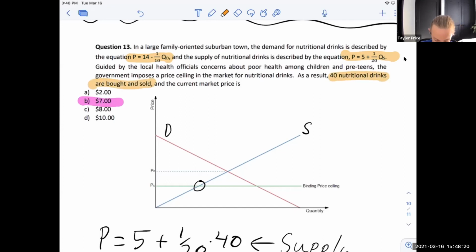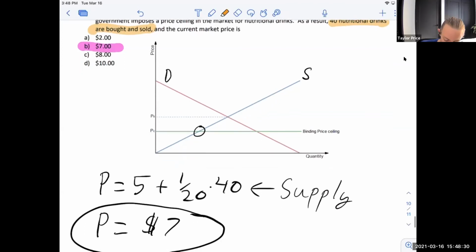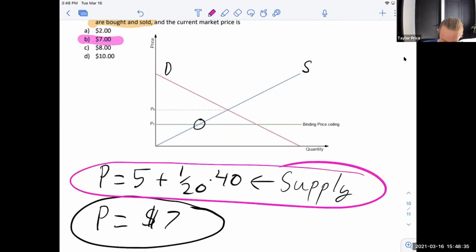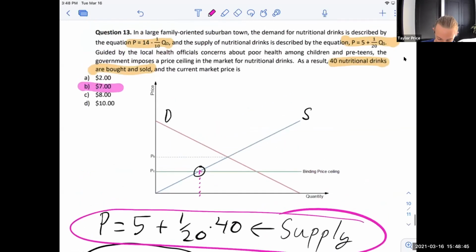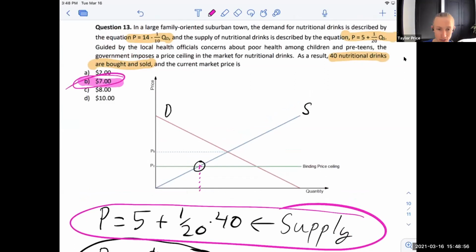So because of that, and I included this graph because I think it's really helpful, you know that you need to plug the quantity of 40 into the supply equation. So you're going to plug in the 40, which would be that point, and you just need to solve for that. So basically take the 5 plus 1/20 times Q, solve that, and you get 7, which in this case is going to give us B.